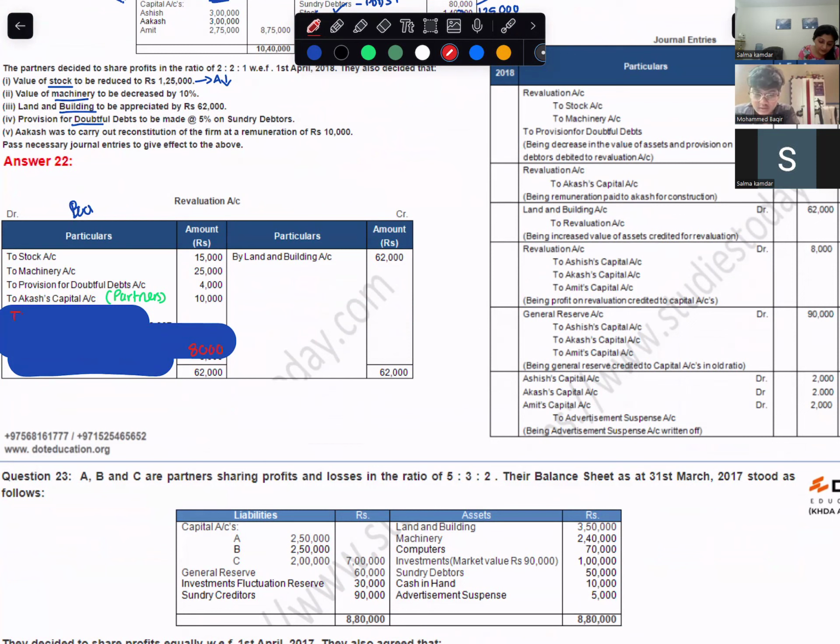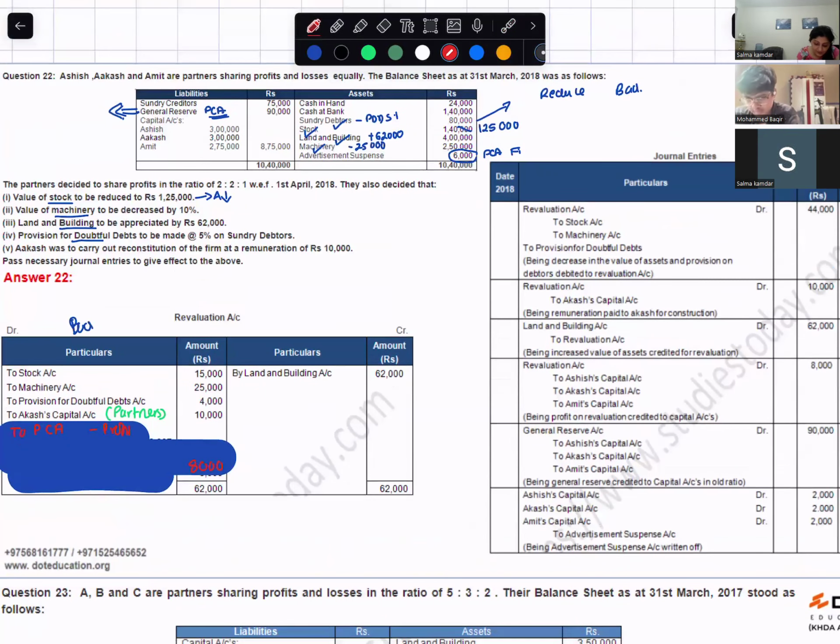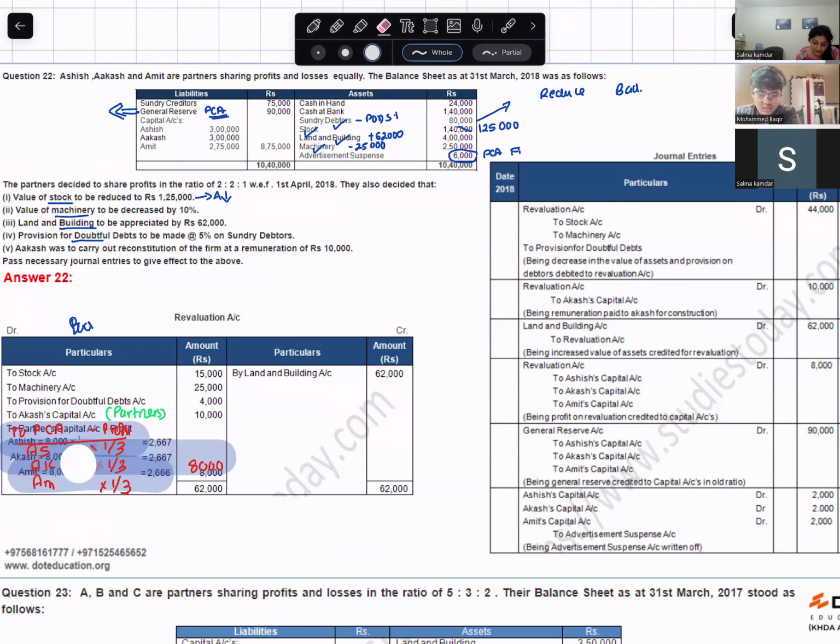8,000 will go to the partners' capital account. This profit will be distributed amongst the partners Ashish, Akash, and Amit in which ratio? The old ratio, 1 by 3, 1 by 3, 1 by 3. So when you distribute it to the partners in their old ratio, you will get 2,667.